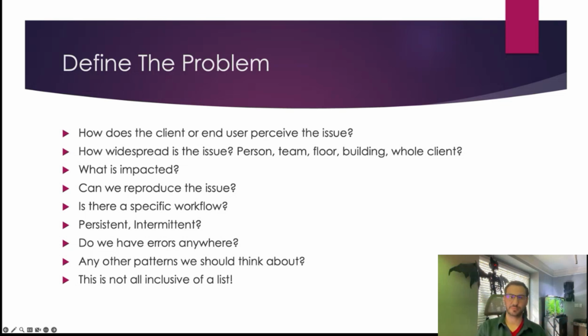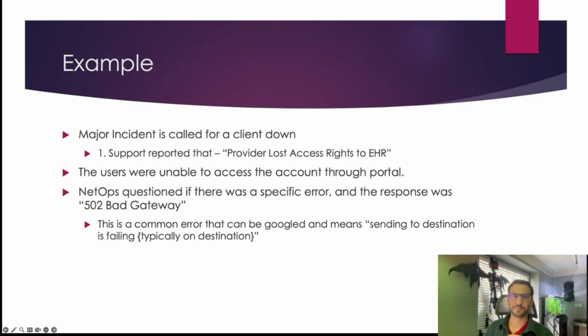So once we've defined the problem, then it's up to next steps. And let me talk about a quick example here. Originally, I had a more complex example, but I decided to back that down into a simpler one from earlier this year. We had a major incident that was called for a client down, and I saw the incident pop up. I didn't join the incident immediately because it didn't seem like a network issue, but it said support had noted that specifically provider lost access rights to EHR, right?